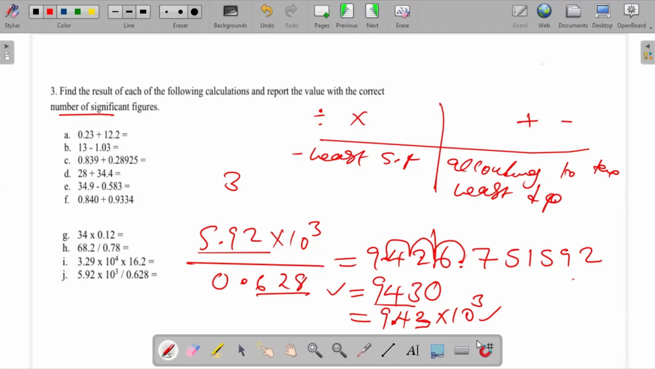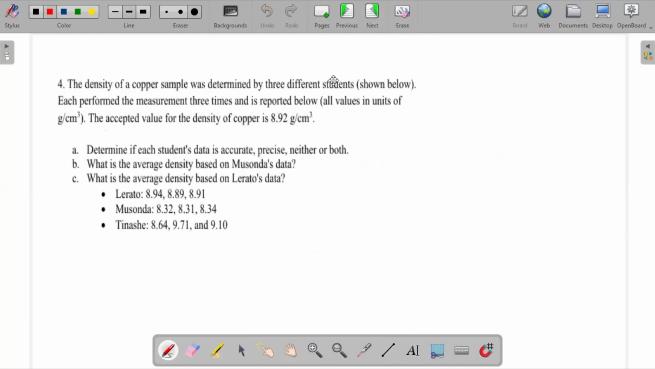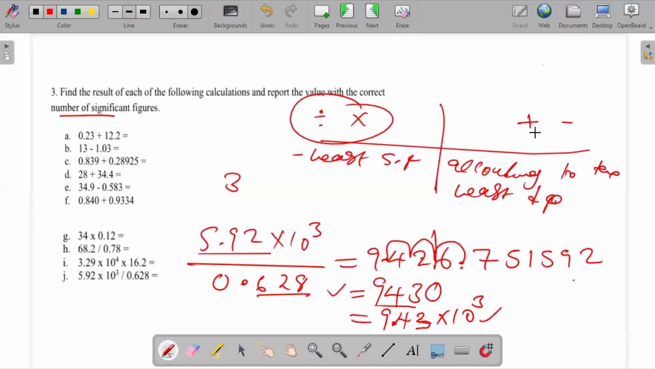Okay. So let's move. Now I hope people are clear on the operations, how you're supposed to give your final answer whenever you are adding or subtracting, and when you are dividing and multiplying. I hope it's clear. So there are some more questions.